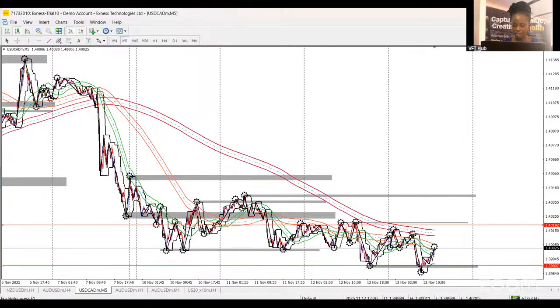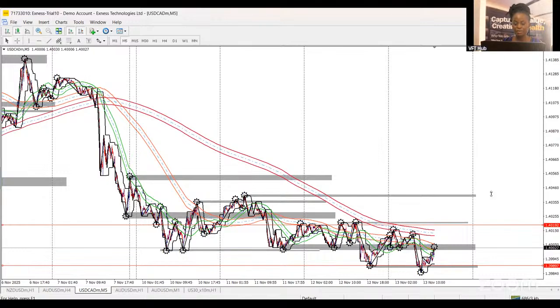Just marking out yesterday's high and low, and the day before yesterday's high and low, into today's price movement. So yesterday's high, yesterday's low, day before yesterday's high, day before yesterday's low. Just pay attention to the ones I drew into today. That's 13th November from point A to point B. That is what you're paying attention to.